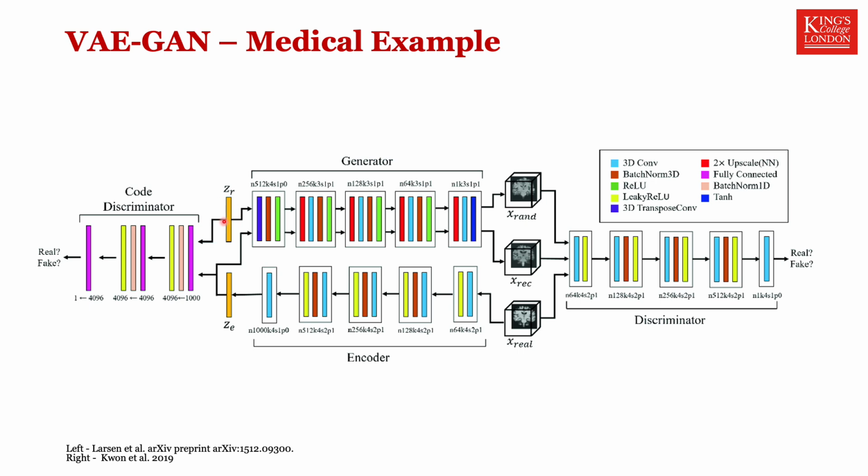And the same random sample ZR is used to generate random images, which means the discriminator needs to understand both differences between real and reconstructed images of the same subject, but also random samples generated by the model, and all of those need to be properly classified as real or fake.